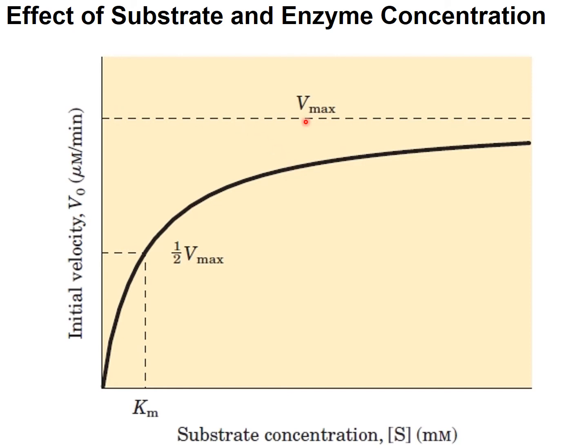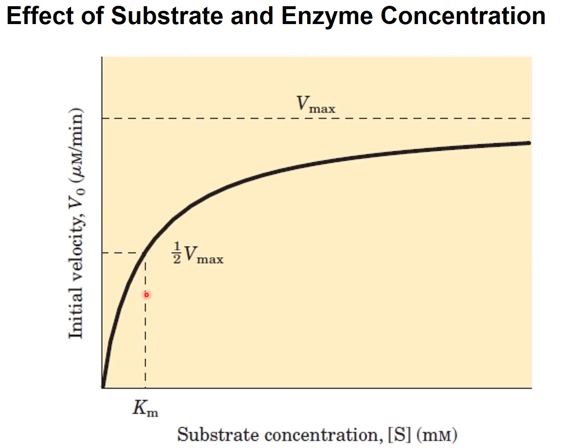This is where it becomes saturated. So the enzyme becomes saturated. There is a lot more substrate, relatively speaking, than there is enzyme present. So the enzyme is basically overcome by this. This is called the maximum velocity, or Vmax.